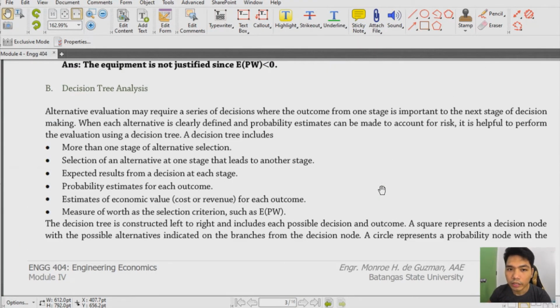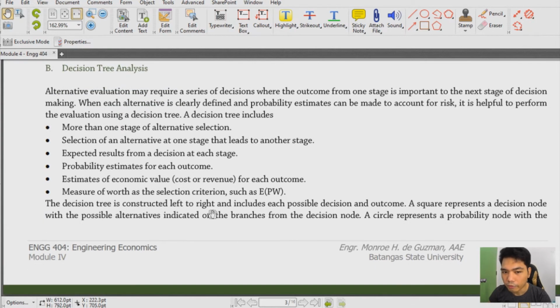So itong decision tree, ito yung inclusion niya, no? More than one stage of alternative selection, selection of an alternative at one stage that leads to another stage, expected results from a decision at each stage, probability estimates of each outcome, estimates of economic value, cost or revenue for each outcome, and then the measure of worth as the selection criterion, such as the expected value of the PW. So the decision tree is constructed left to right and includes each possible decision and outcome. Although yung decision tree analysis, actually, pwede naman siya pababa. Pero sometimes, since mahaba siya, mas better na gamitin natin is from left to right.